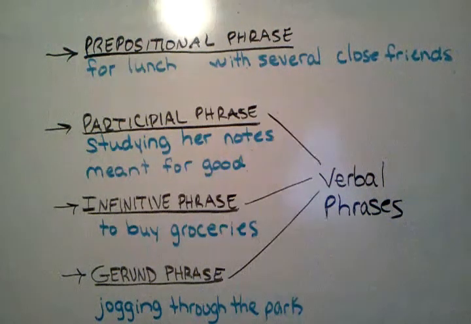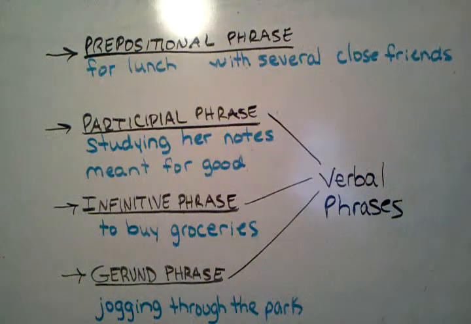They always begin with a preposition and they always end with a noun, which answers the question what about the preposition. For what? For lunch. With what or with who? With friends. Any noun question, who, what. Prepositional phrases. We're familiar with those.